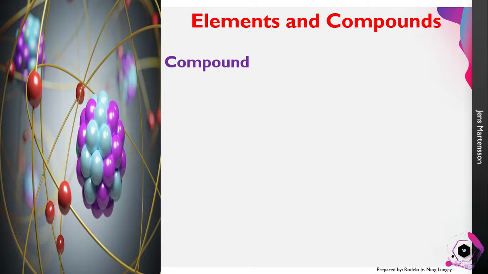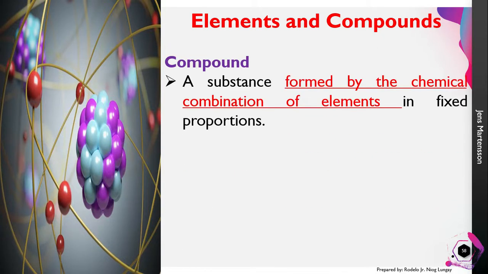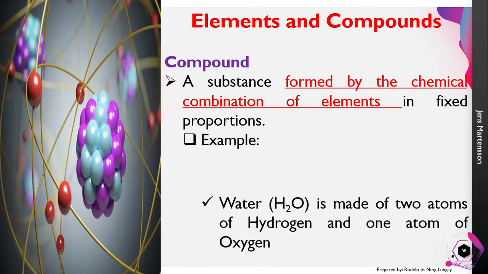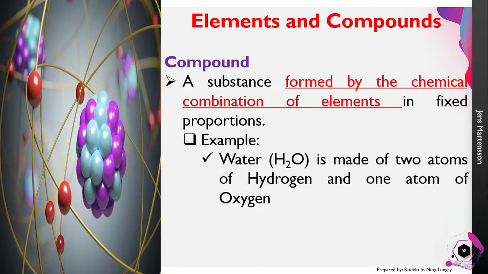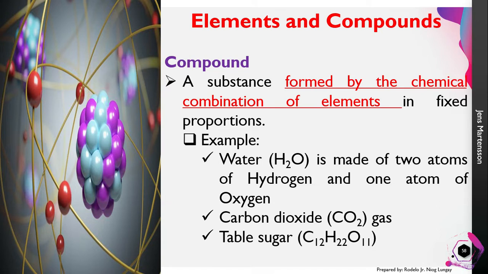So how about a compound? A compound is a substance formed by the chemical combination of elements in fixed proportions. An example of a compound is water, which is made up of two atoms of hydrogen and one atom of oxygen. Another example is carbon dioxide, which is also a compound. Table sugar is still a compound. Table salt, or sodium chloride, is still a compound.